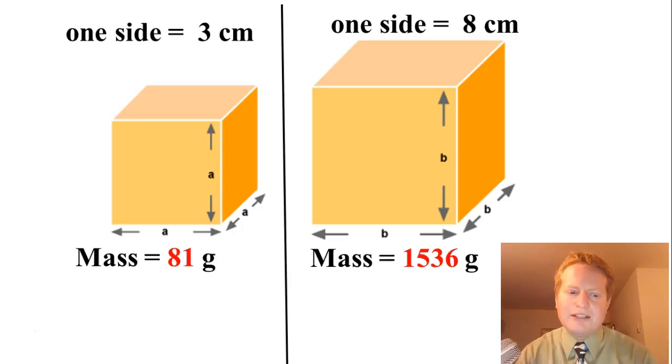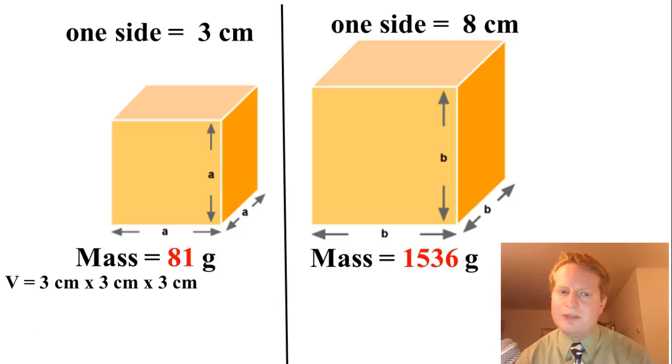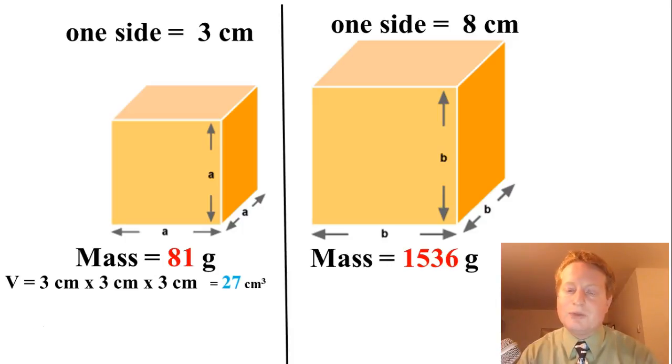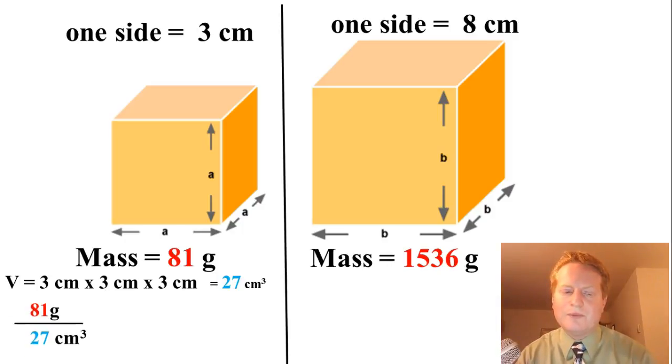So you would use that, and you would say, well, I do 3 centimeters times 3 centimeters times 3 centimeters is going to give me my volume. And that's going to equal what number? 27 centimeters cubed, right? Again, we cubed the centimeters in this case. Okay. And now we have our mass as well, which is 81 grams. So we do our mass divided by our volume, which is then going to give us what value for density?